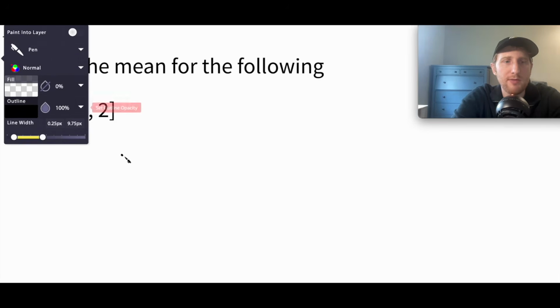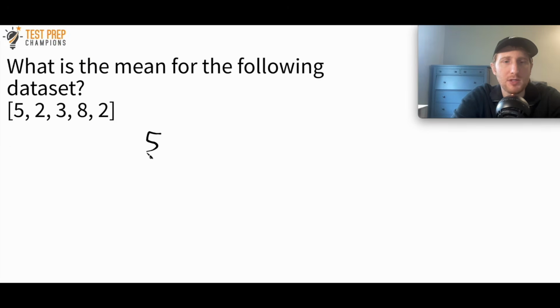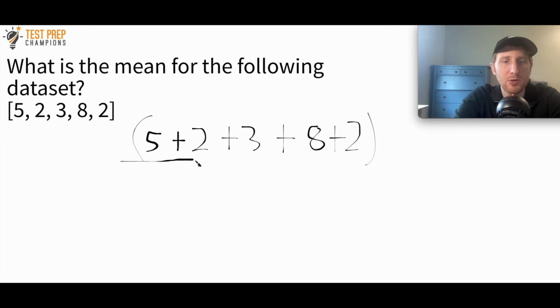Okay, so how do we find the mean? Well, what we have to do is add up all of the numbers, and then we're going to count up how many numbers we have, and that's what we're going to divide by. So again, the first step here is just to add up all of the numbers. So I'm going to do 5 plus 2 plus 3 plus 8 plus 2. And I'm going to divide this by the total number of numbers. So let's count up how many numbers I have. 1, 2, 3, 4, 5. So I'm going to divide by 5.